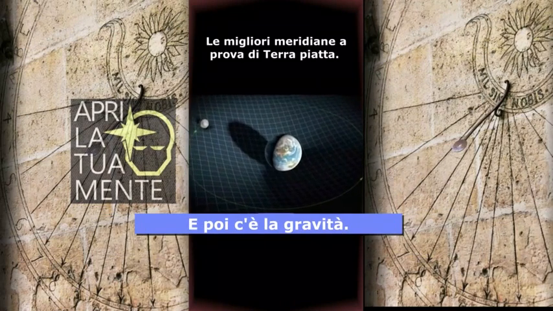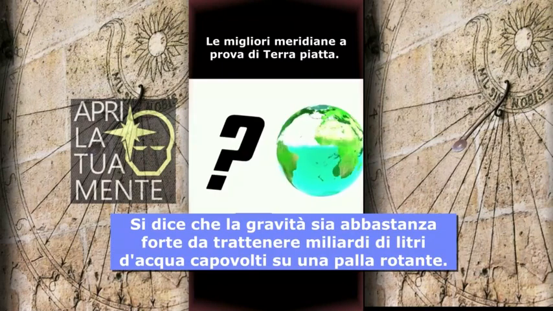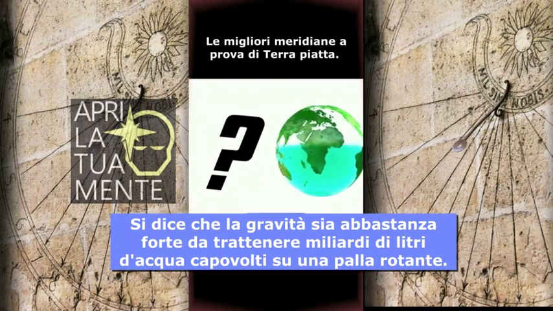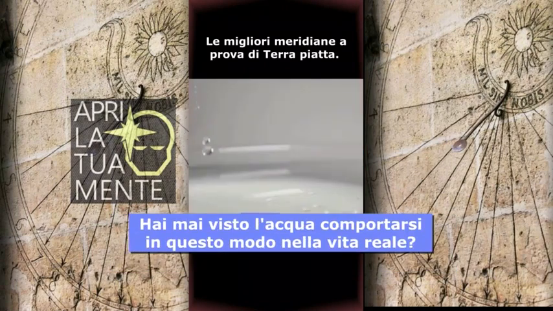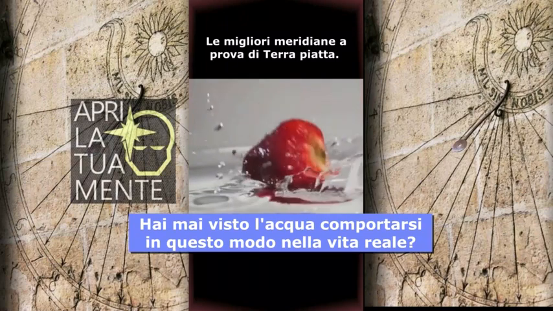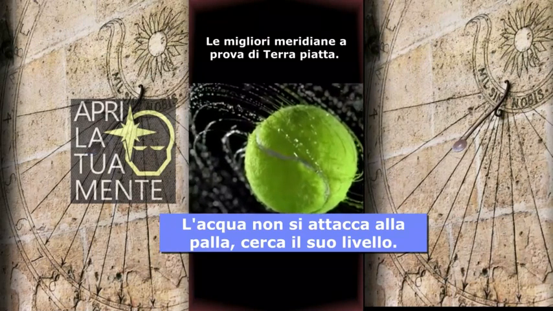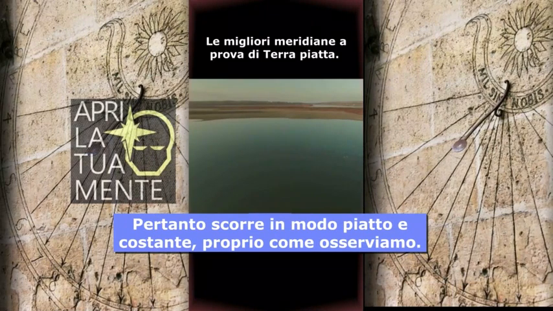And then there's gravity. They say gravity is strong enough to hold billions of gallons of water upside down on a spinning ball. But think about it. Have you ever seen water behave like that in real life? Water doesn't stick to a ball. It seeks its level, therefore it flows flat and steady, just as we observe.